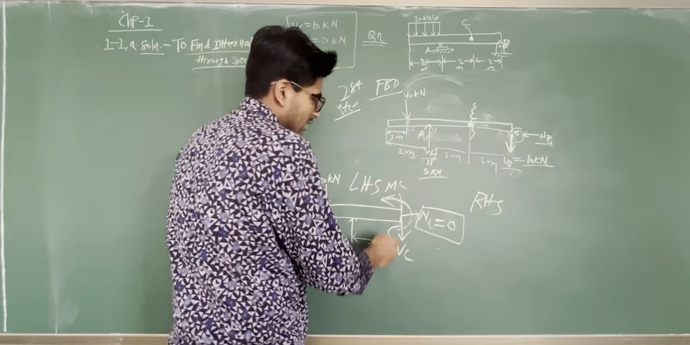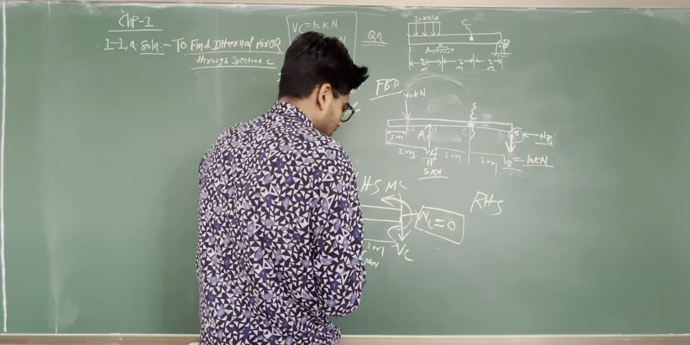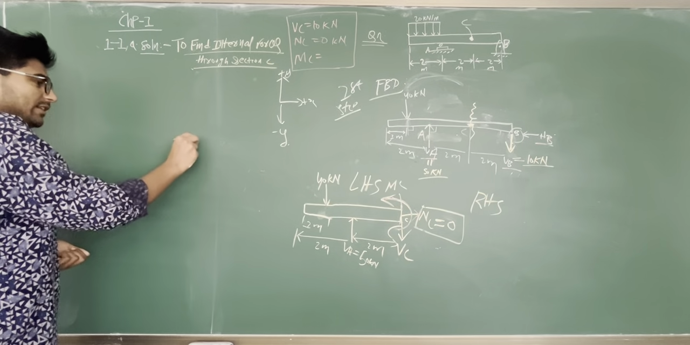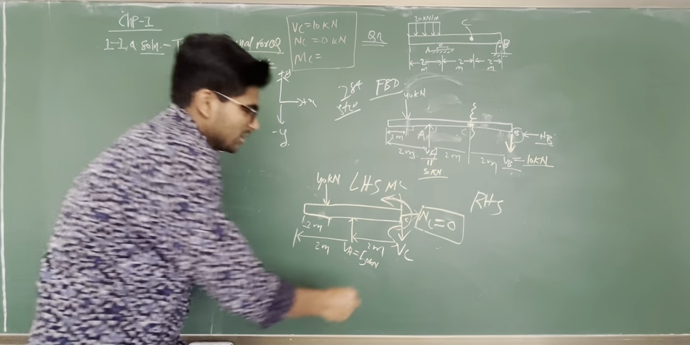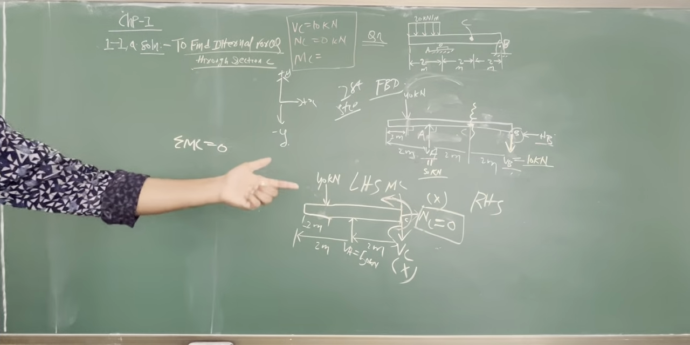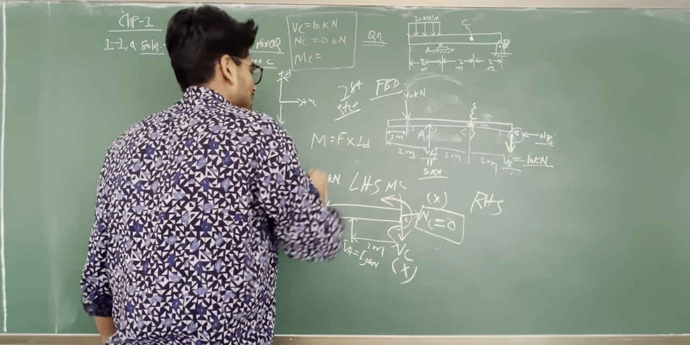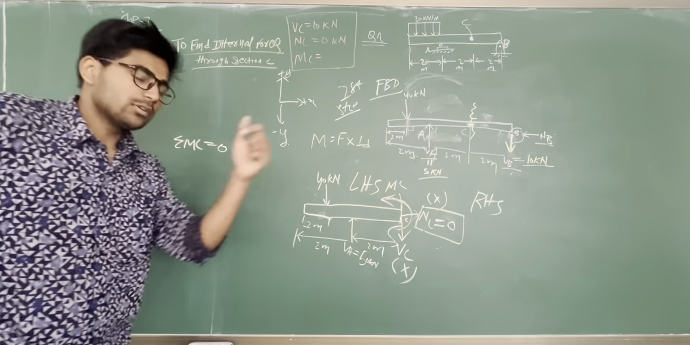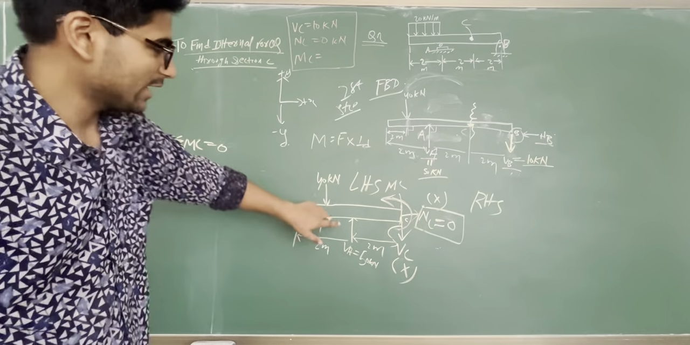But I would like to take this point C. So I would like to take the moment at C equals to 0. Since I take the moment at C equals to 0, there will be no BC and no NC. Why? Because there is no perpendicular distance. Moment equals force into perpendicular distance. Since there is no perpendicular distance for BC or NC, those forces will be cancelled out over here, so there will be only moment from here and from here.